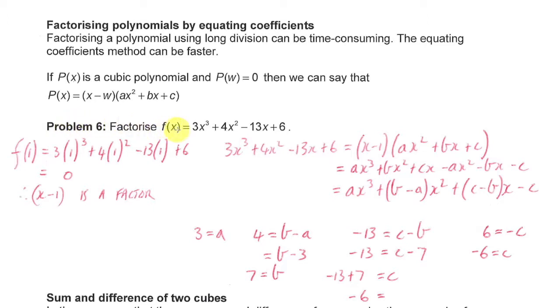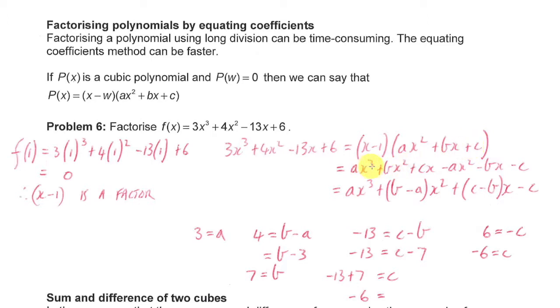Let's look at factorising this cubic. I substitute 1 into it and it produces a 0. So what I know is that x minus 1 is a factor of f of x. Notice how I set this up now. Here's my cubic in expanded form, and I've got x minus 1 multiplied by an unknown quadratic referred to as ax squared plus bx plus c.